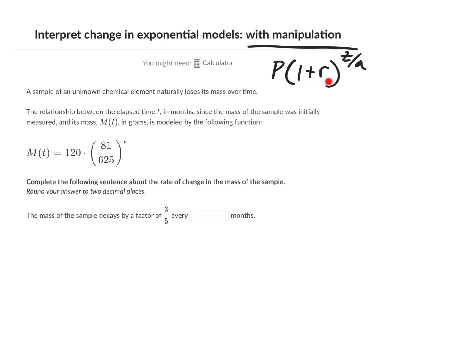1 plus the r. The r could be a percentage or a rate. But when you add the 1 plus r, this is the factor. So anytime they use the word factor, they're looking for what's in the parentheses. And then t over a.